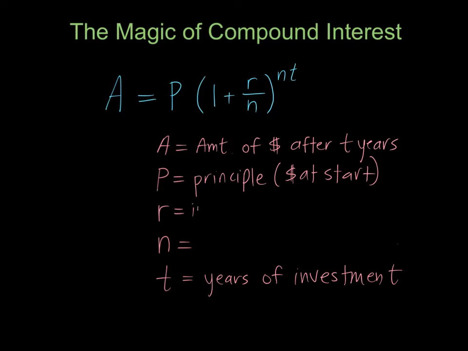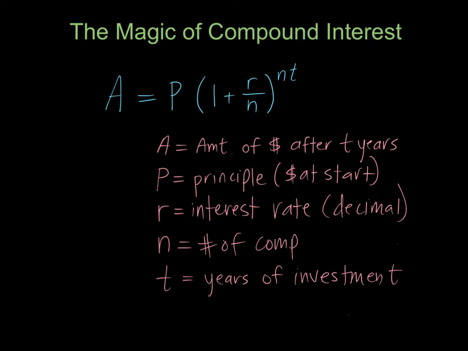R is the interest rate, and you want to put it in decimal form when you are working a problem. And N is the number of compoundings per year. Now, in our last example, we just had 1.09 to the t because we were just compounding once per year.